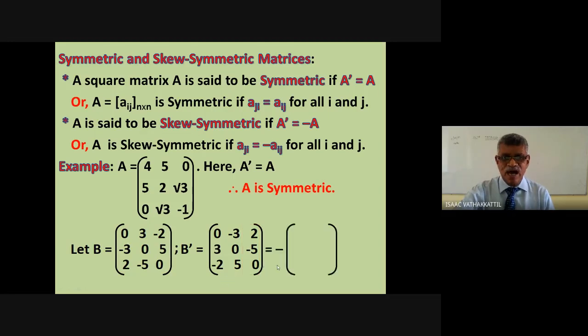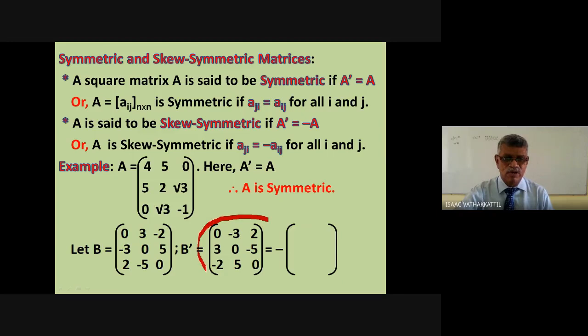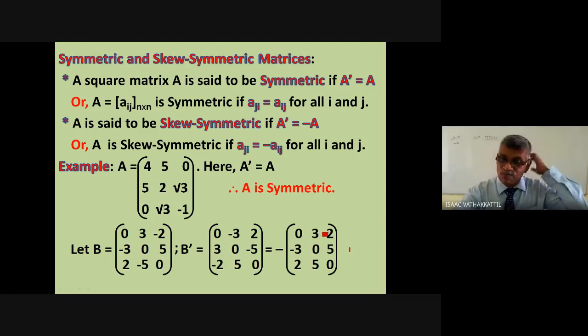If we take minus out from the whole matrix, I get here 0, 3, minus 2, and minus 3, 0, 5, and 2, minus 5, 0. If you take minus out, I get 0, 3, minus 2, right? Minus 3, 0, 5, and minus 2, 5, 0, which is nothing but minus B.